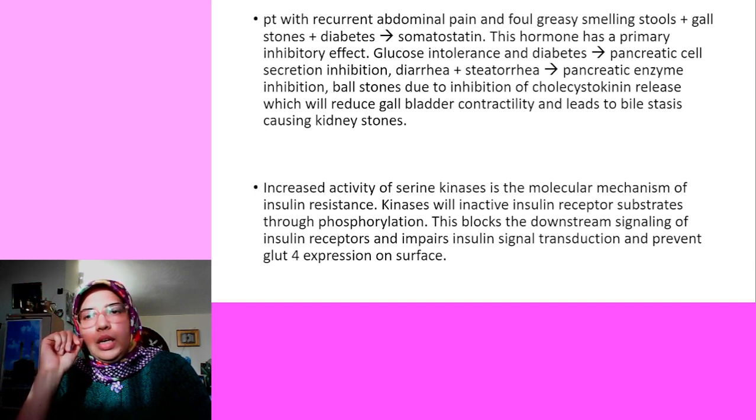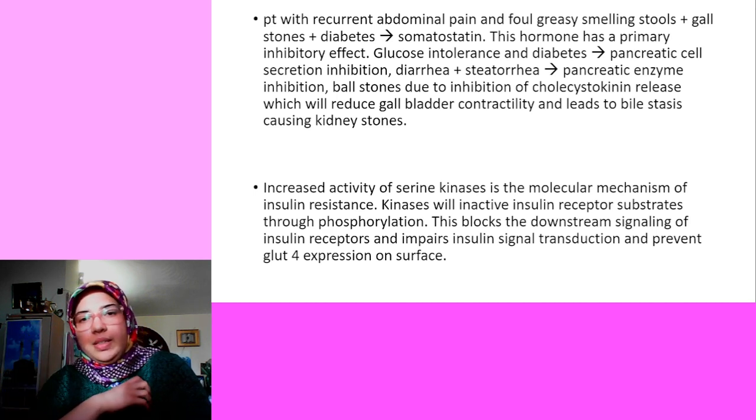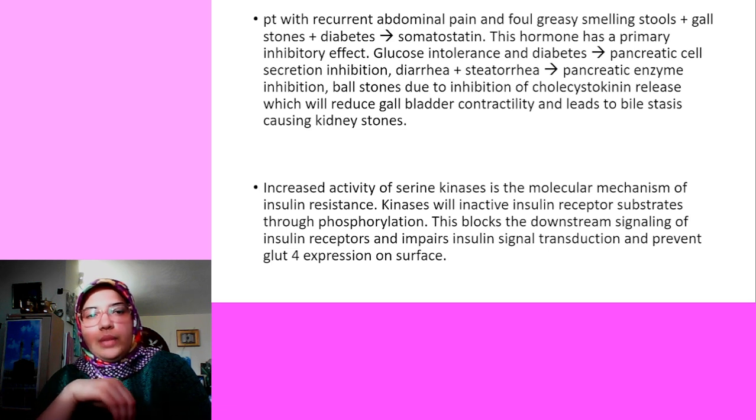This hormone has a primary inhibitory effect. Glucose intolerance to diabetes, like we said, due to pancreatic cell secretion inhibition. Diarrhea and steatorrhea due to decreased pancreatic enzymes. Gallstones due to inhibition of cholecystokinin release, which will reduce gallbladder contractility, leading to bile stasis, causing gallstones.